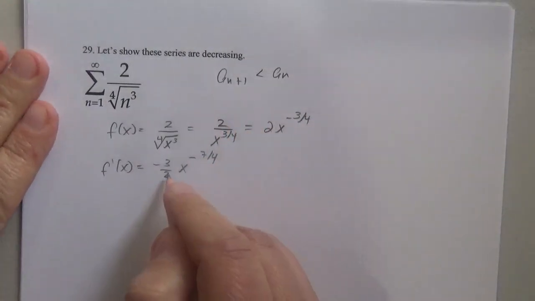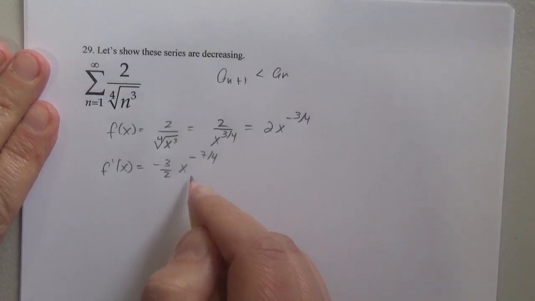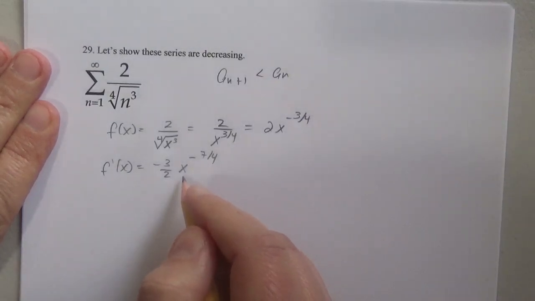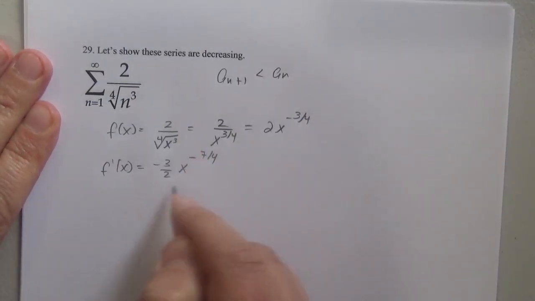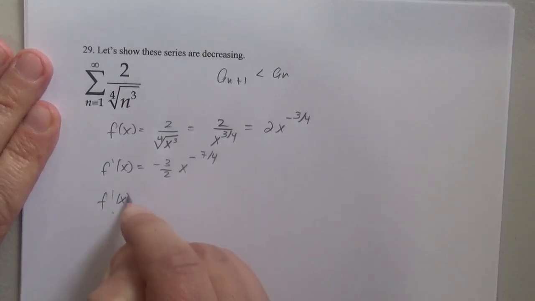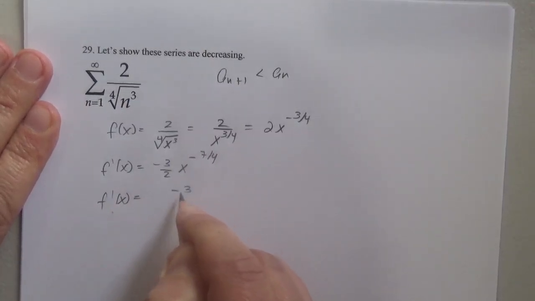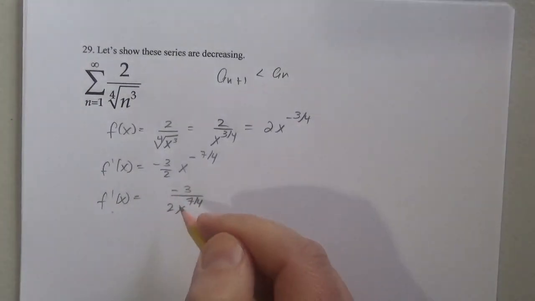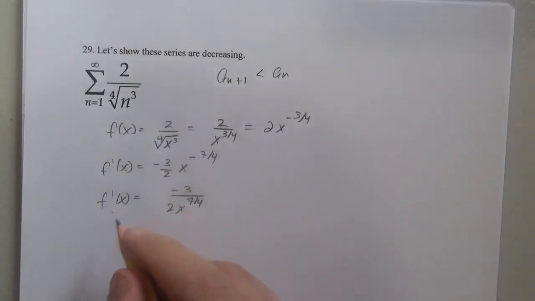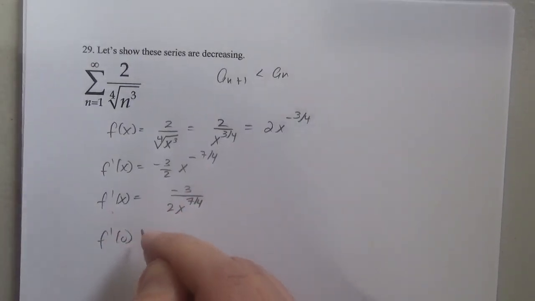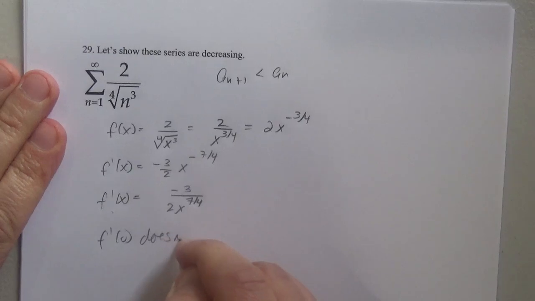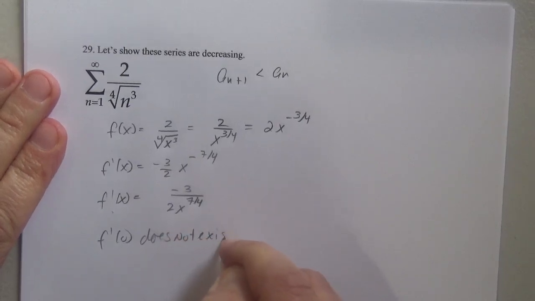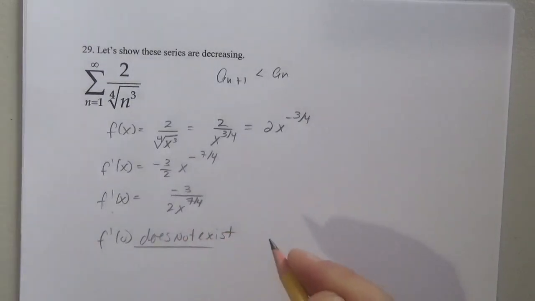So the only time this thing is zero, really never zero, but it is undefined. Because really this is the same as negative 3 over 2x to the 7/4, right? This thing is never equal to 0. However, it is undefined at x equals 0, right? So f prime of 0 does not exist, and that qualifies it as being a critical number.